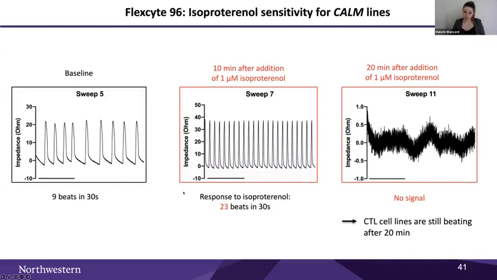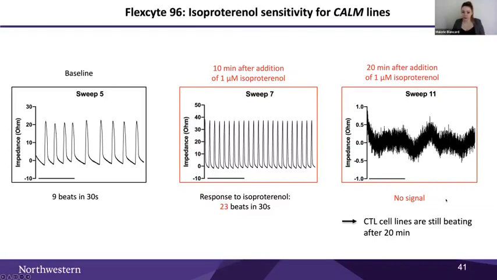I added the isoproterenol and I got a response. That was cool. It switched from 9 beats to 23 beats in 30 seconds. And then that's when I saw a difference: all the cells, because I had like 24 replicates, died after 20 minutes, so I got no signal. And it was not the case for the control.